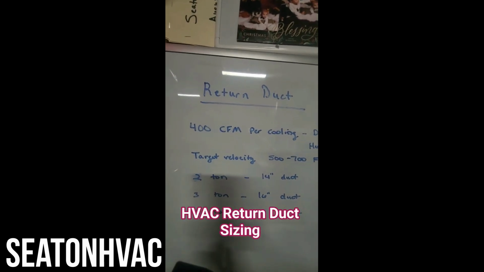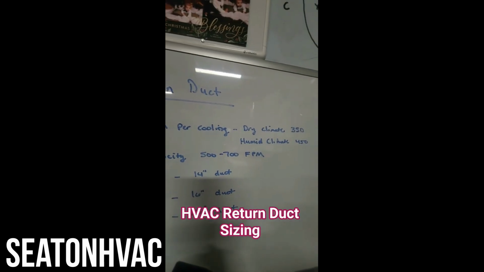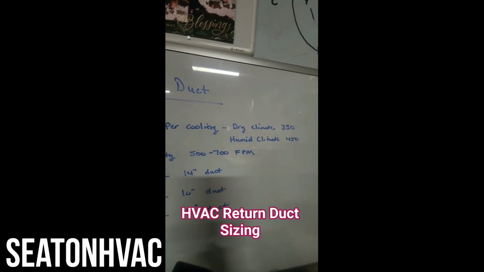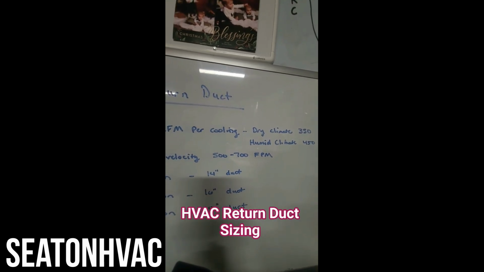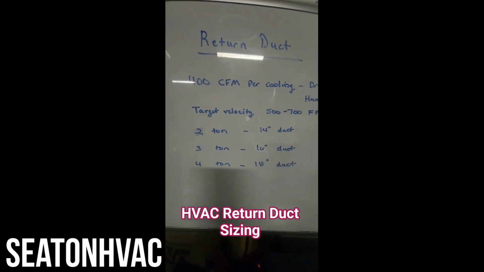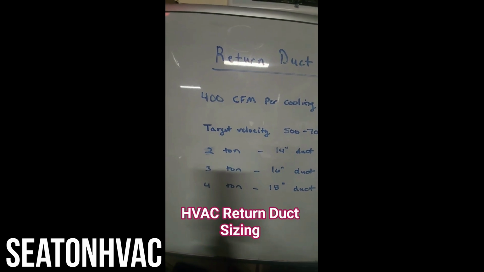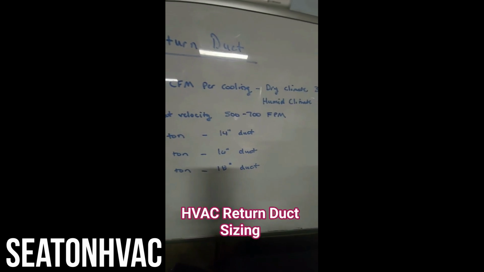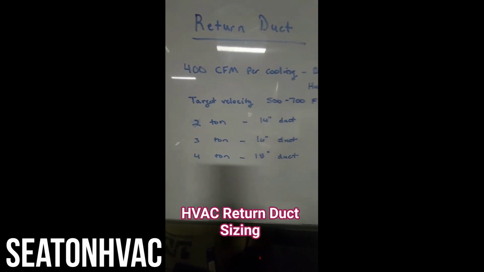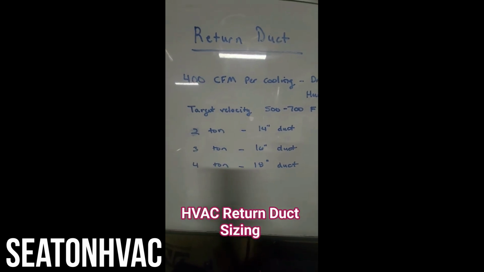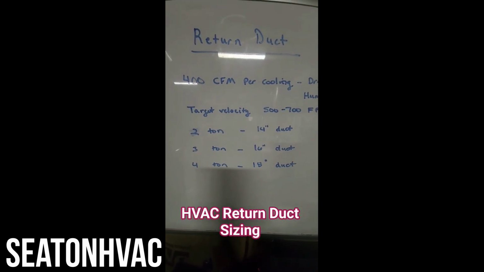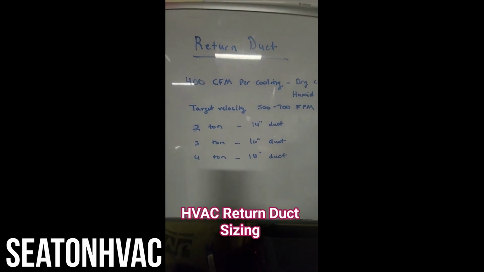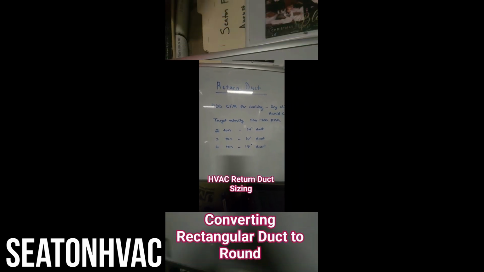Your target velocity, you can measure this with a meter. You want to have 500 to 700 feet per minute in your return duct for sound. You don't want more, because otherwise your grill will whistle. Then rules of thumb for sizing: on a 2-ton system, you're going to have a 14-inch duct, a 3-ton system, 16-inch duct, and a 4-ton system, 18-inch duct. These are just rules of thumb. Proper Manual D duct design may come out with these, but it might change. We're going to move on further here in a second.